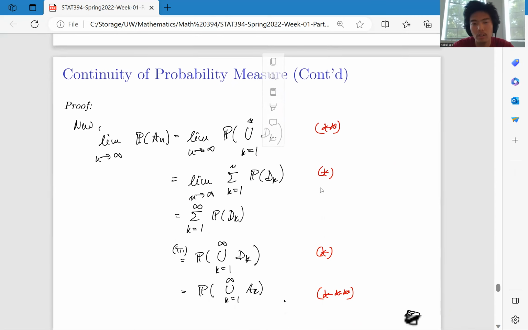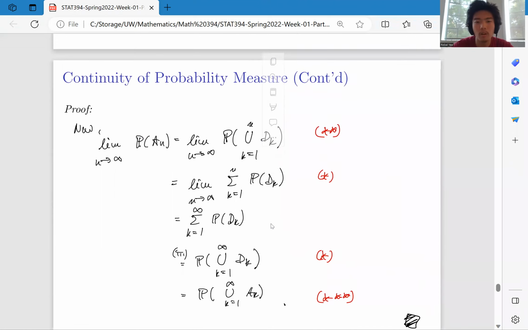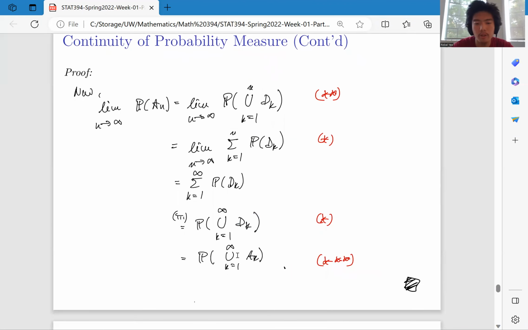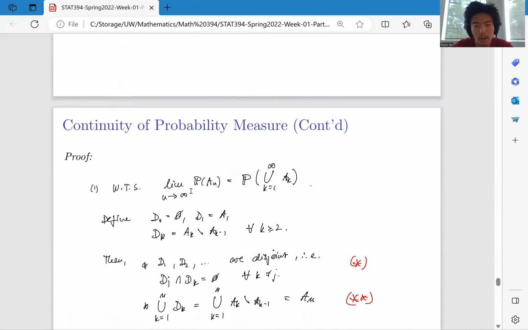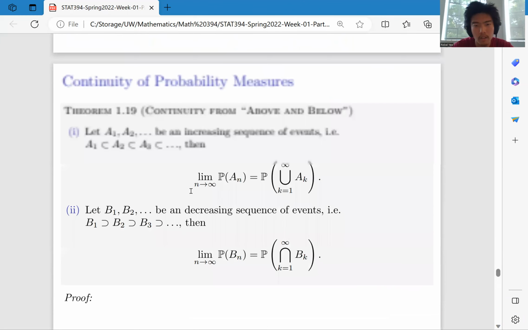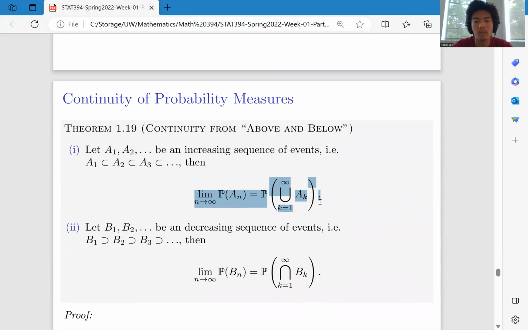with the 3 stars, and now we can move the Dk to Ak, and as we look back, we'll see the whole process is just the same as the statement here. So we're done with the proof.